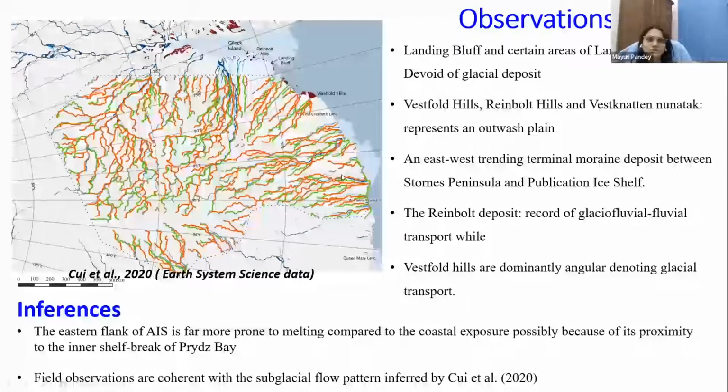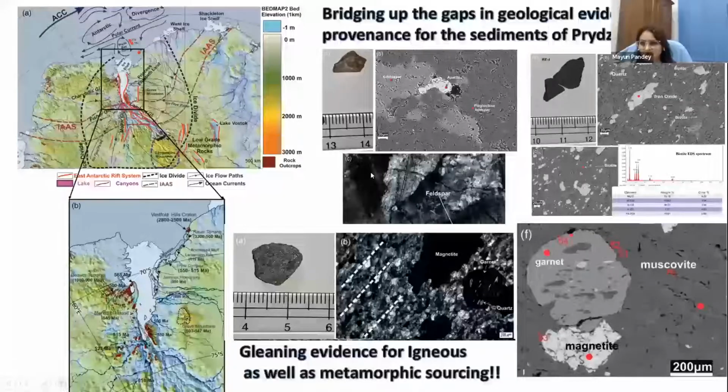We will also be doing the geochemical and mineralogical analysis. We are still waiting for the samples to come, and we are again planning to carry out the fieldwork in the 42nd Indian Scientific Expedition to Antarctica, which will possibly provide more light to what we are inferring presently out of the sedimentological textural features of the glacial and glacial-fluvial input.